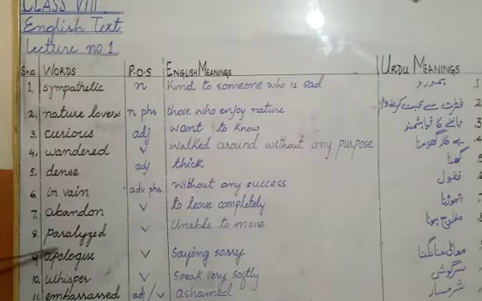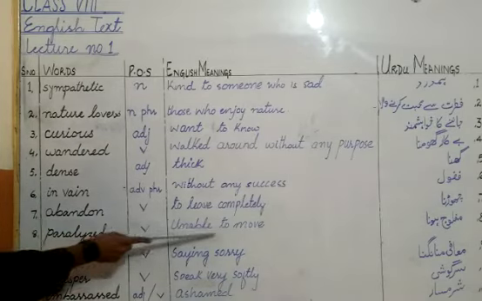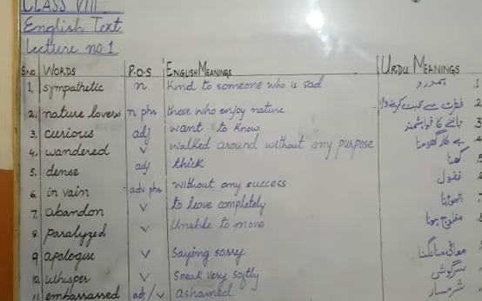The eighth word is paralyzed. It's a verb and its Urdu meaning is mafluj hona. Mafluj hona, unable to move. And the exemplary sentence is, he screamed as the burning pain paralyzed him.